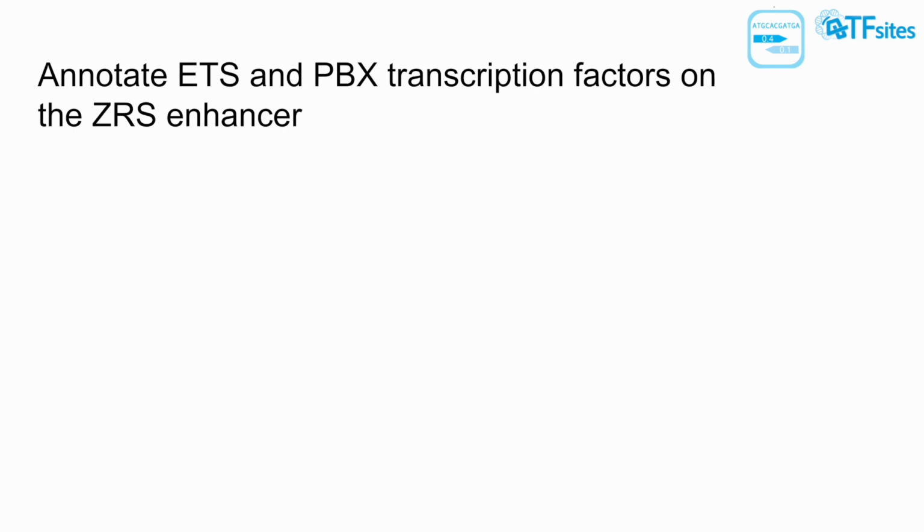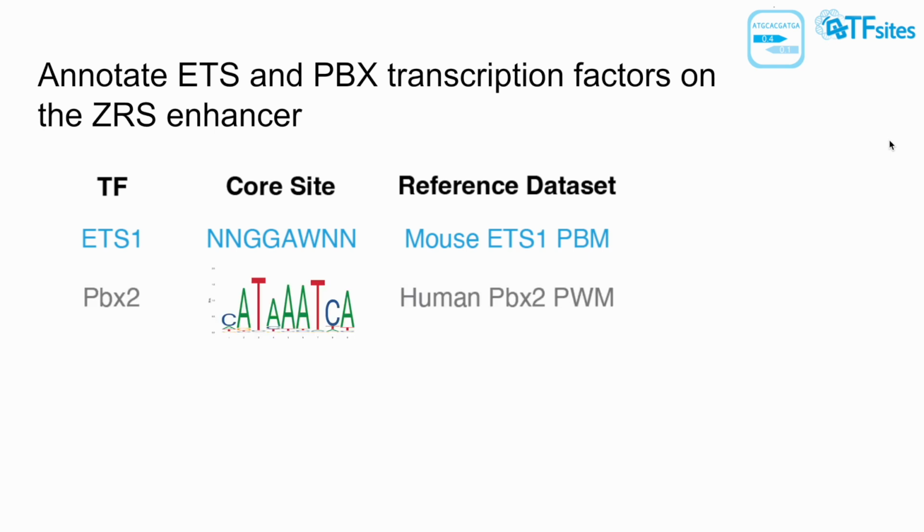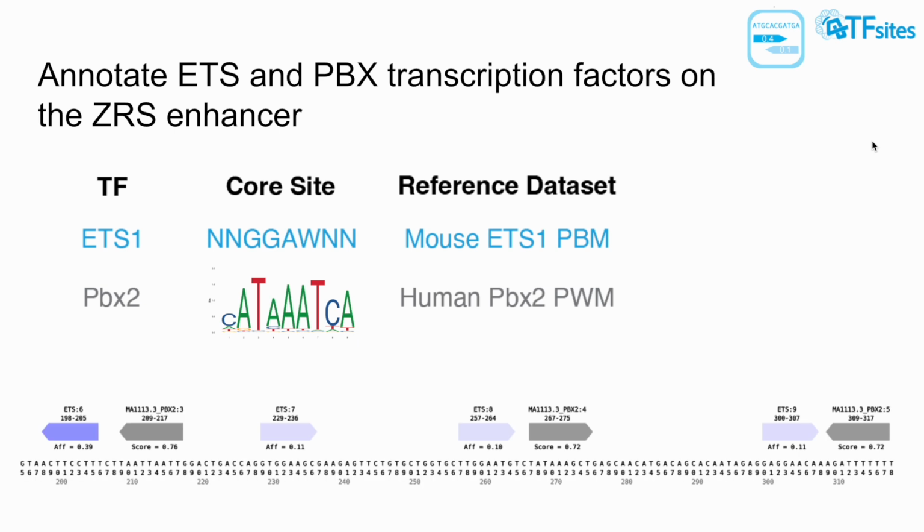For example, we can use this tool to annotate ETS and PBX transcription factor binding sites on the ZRS enhancer. So for ETS, we can use mouse PBM relative affinity data, and for PBX, we can use position weight matrix or PWM data to score the binding sites. And this is what our analysis would look like. Each transcription factor is annotated on the ZRS enhancer, and it's labeled with the name of the transcription factor, its position, a unique ID associated with it, its orientation, and its assigned affinity or score.